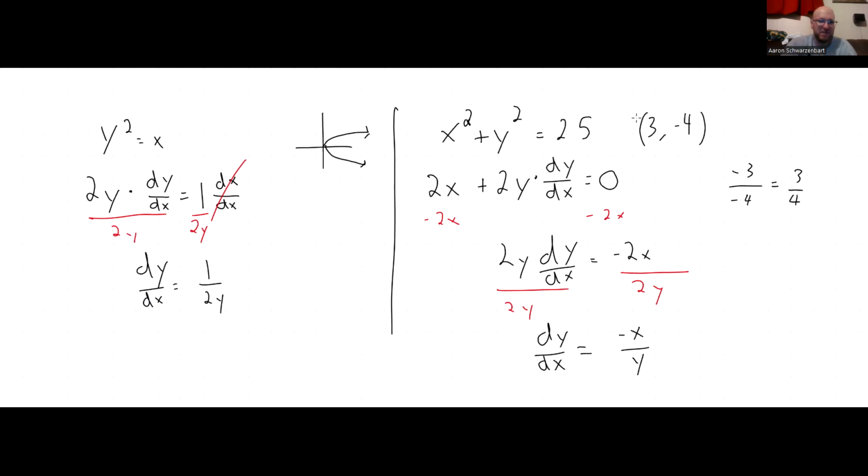Okay, that's my first two examples. And do this one next.